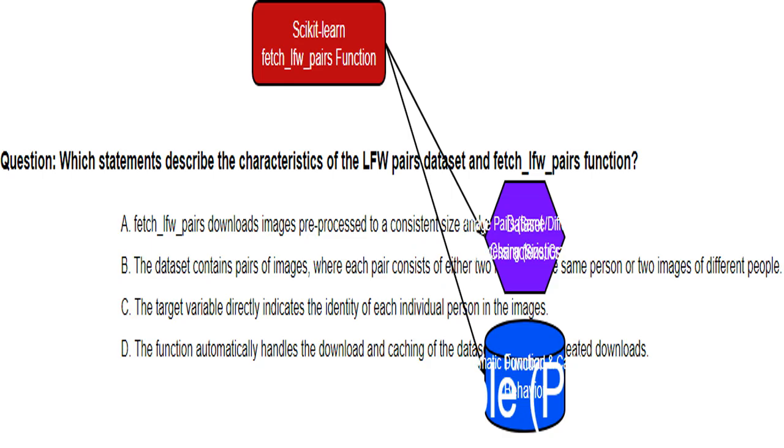I see that you're curious about the target variable. It's not telling you the specific identity of each person in the images. Instead, it simply tells you whether the two images in a pair are of the same person or different people. That's the key information for this task.